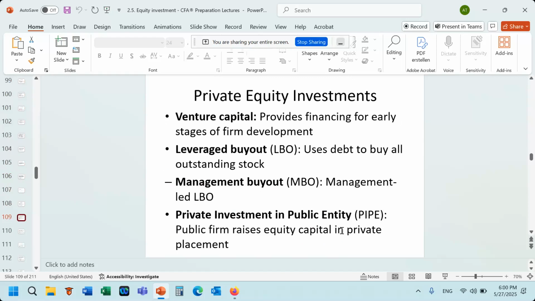Private equity can be characterized as venture capital. If CFA asks you what venture capital is, the word venture means we provide financing to startups. There is a TV program in Germany that looks at the startups and kind of gives you an idea of them.